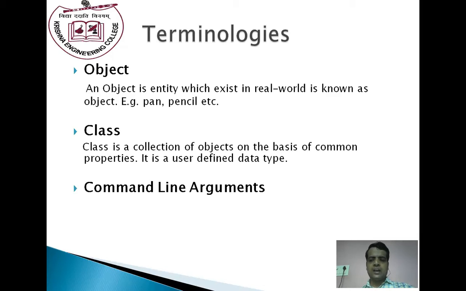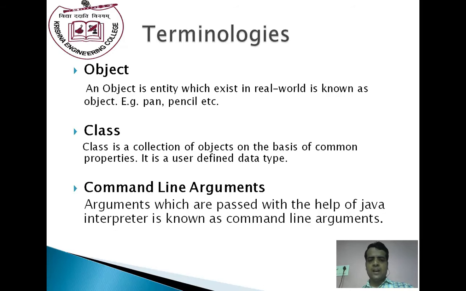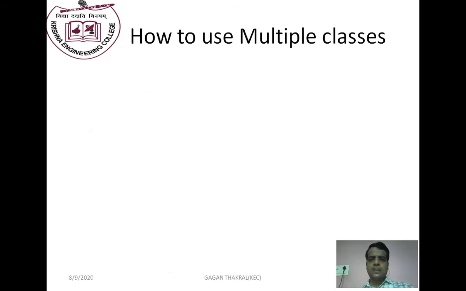Command line arguments. Command line arguments are those arguments which are passed with the help of the Java interpreter. There are also runtime arguments, which are passed after the execution of the program.